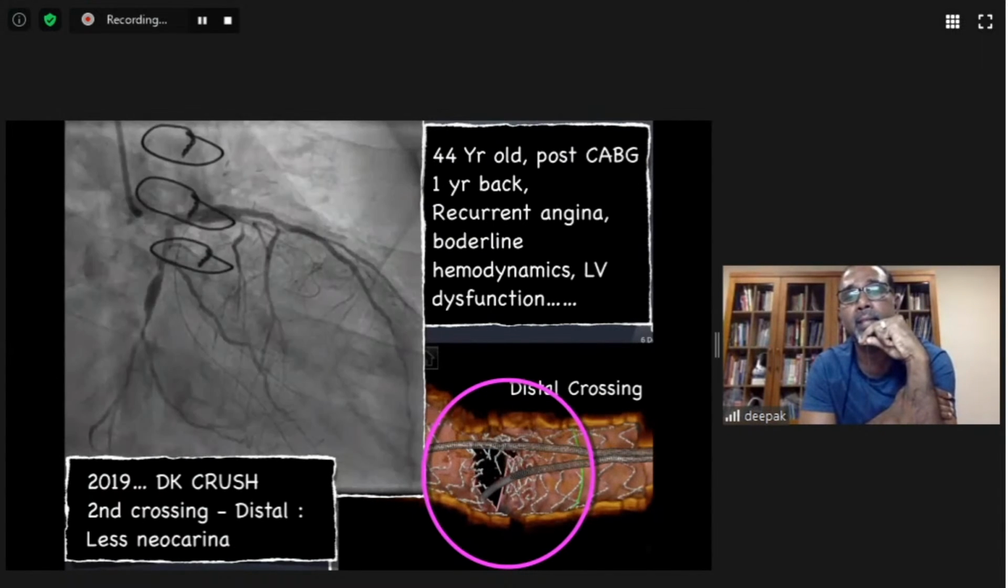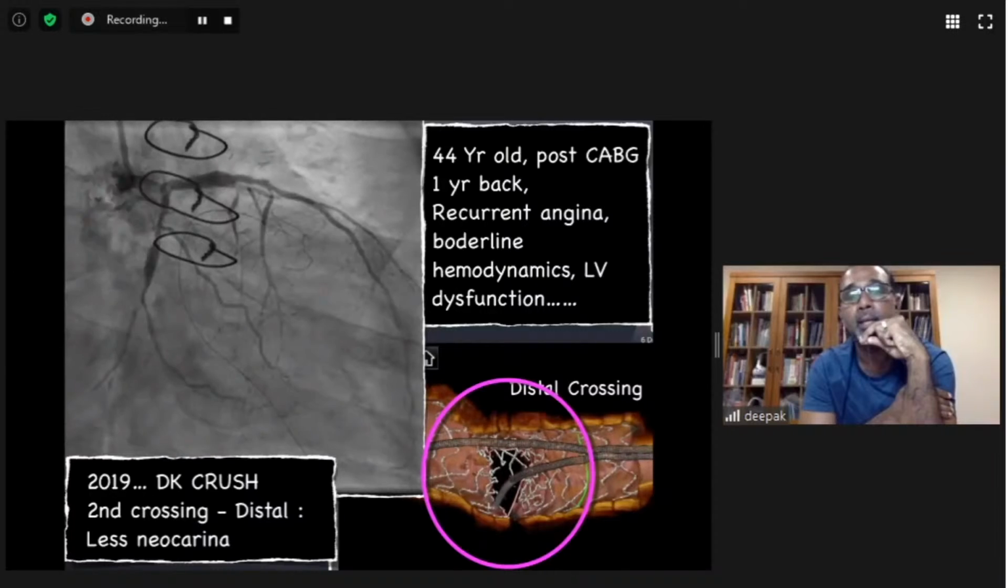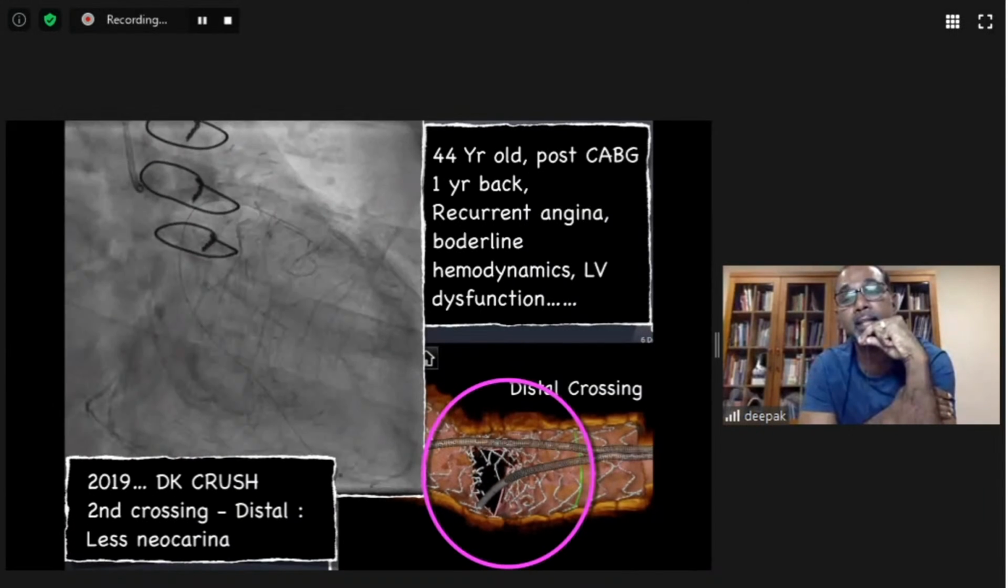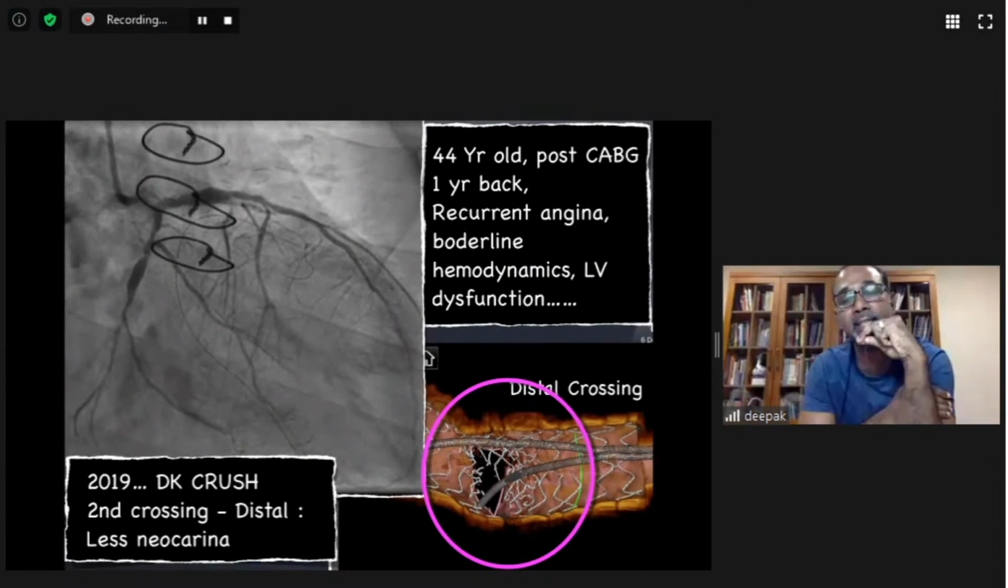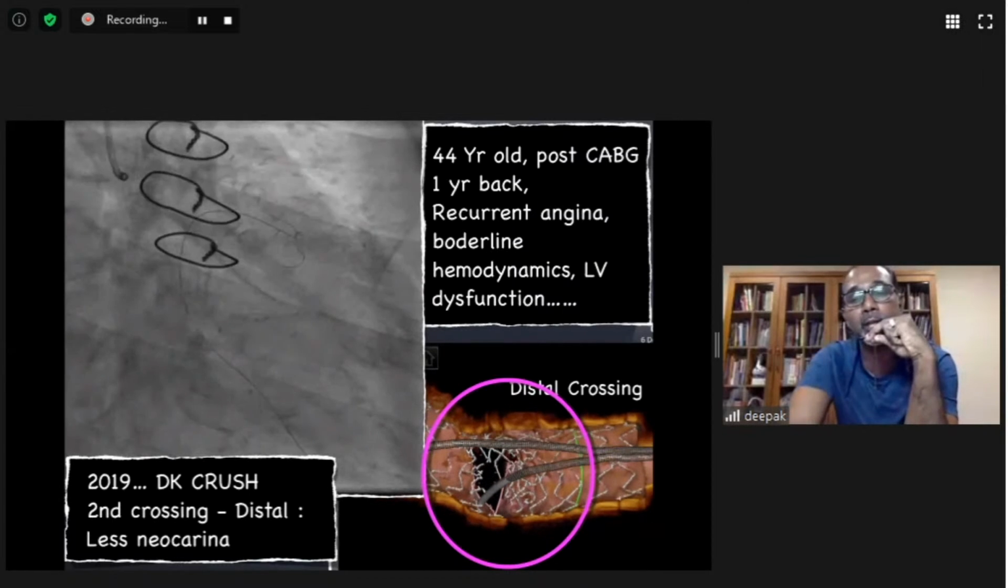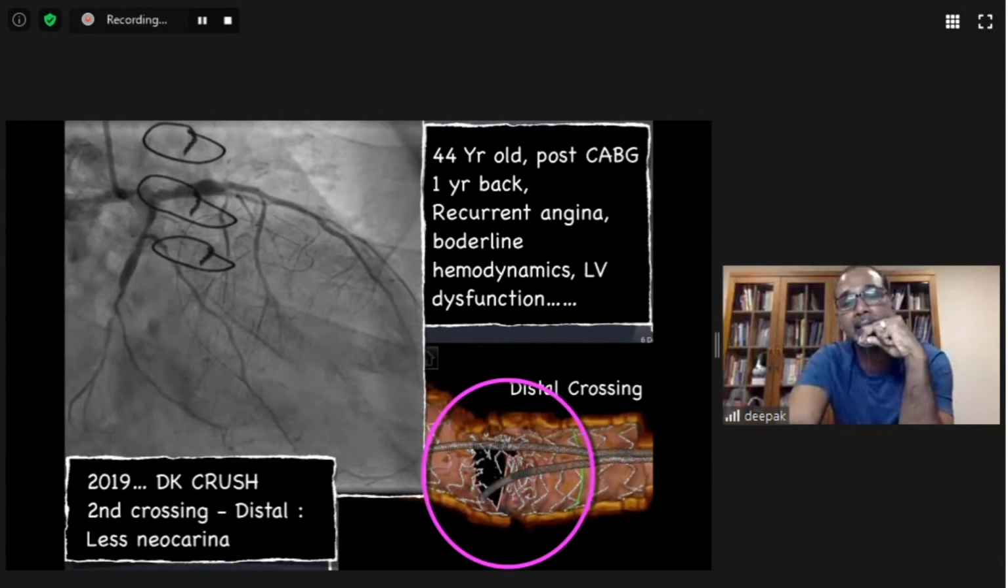He came back with recurrent rest angina, hypotension. He was taken for a bifurcation stenting, and in the lower image you could see that the second recrossing through the stent cells is done through the distal vessel, which can be clearly seen, where the wire is going through the distal cells into the side branch.